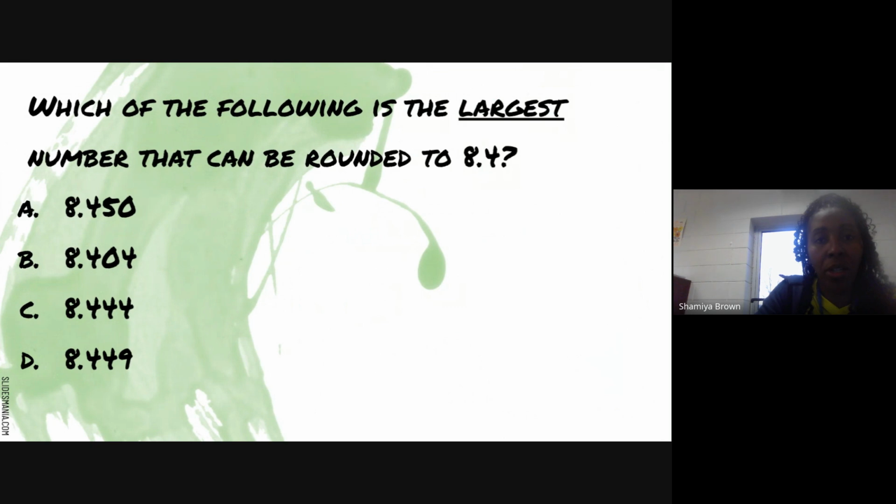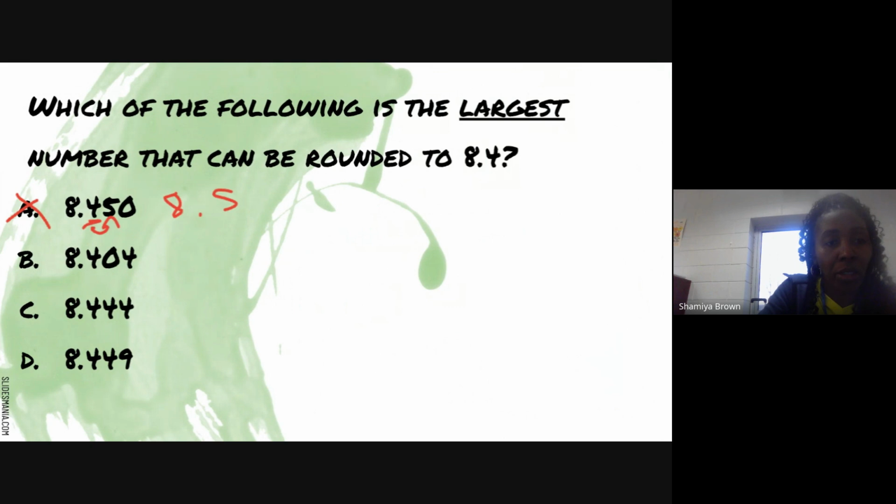I know I'm rounding to the nearest tenth, so I'm going to look at the number in the tenths place on each one. On this one, I have a 4. So if I look at this, the 5 would tell this 4 to soar. So that would end up being 8 and 5 tenths. So that can't be it because it didn't even round to 8 and 4 tenths.